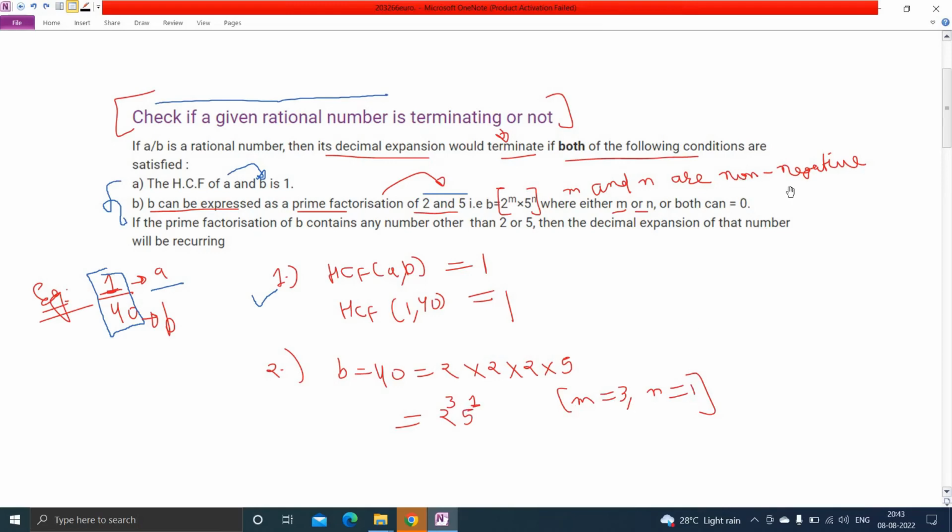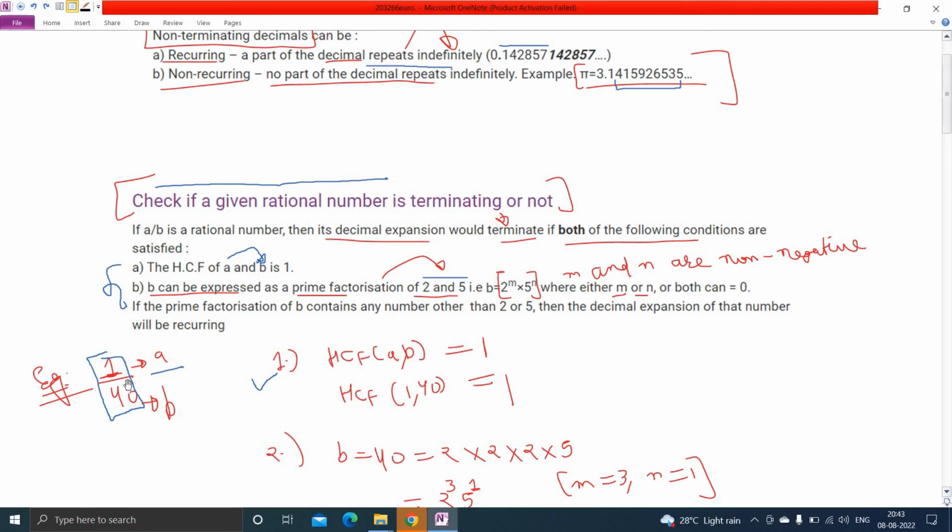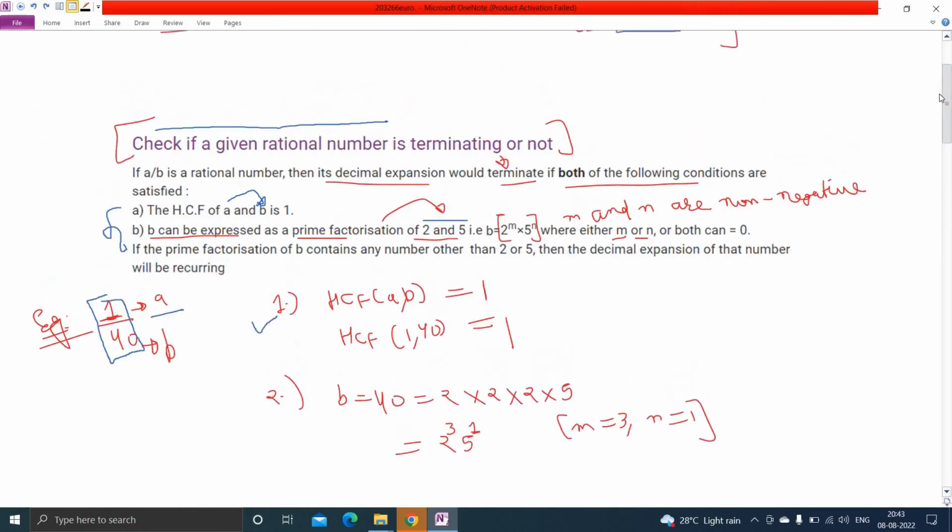What are the non-negative integers? 0 plus the positive integers. 0 is also included in it. So you can see this form. If these two conditions are satisfied, then our decimal number is a terminating decimal here. We can also divide this 1 upon 40, so you can also get what its actual answer is.